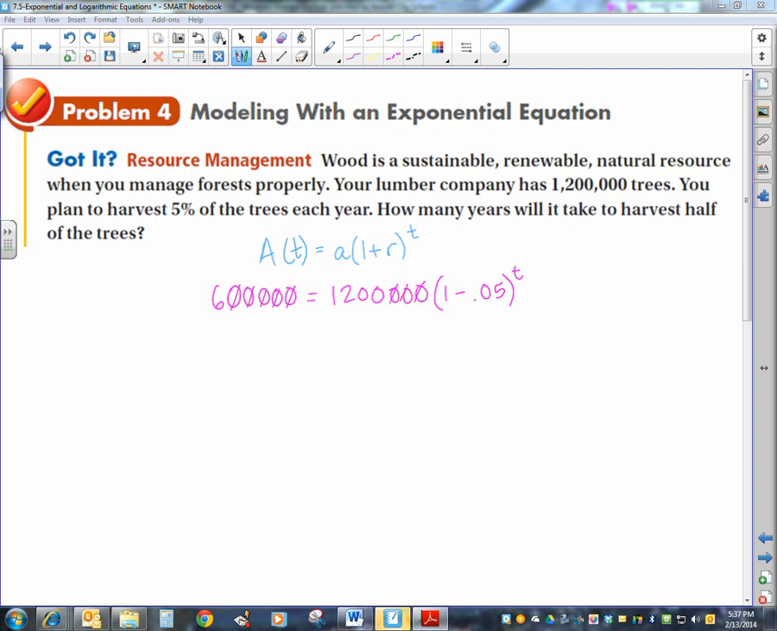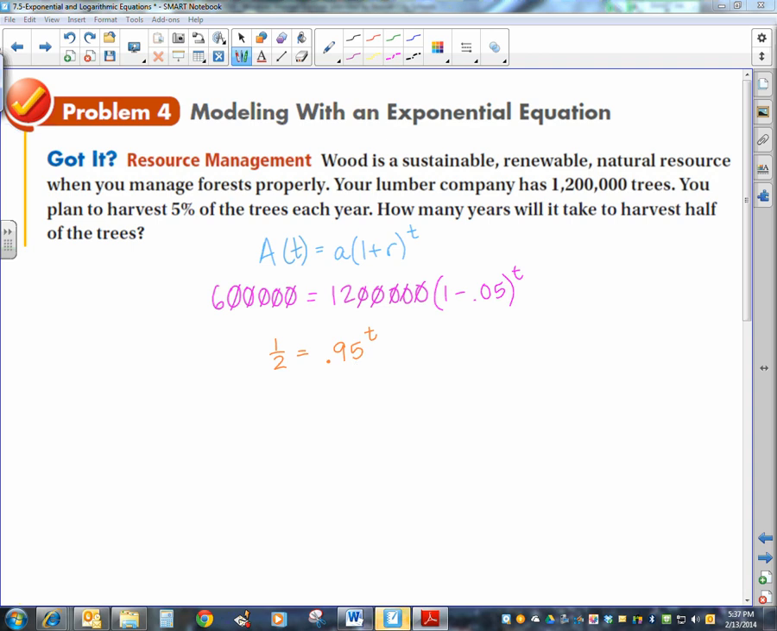1, 2, 3, 4, 5. So I'm left with 6 and 12. And if I divide both sides by that 12, then I'm going to get 1 half is equal to 0.95 to the t. Okay, so before we actually used our calculator to do it, but now we know how to solve this problem.